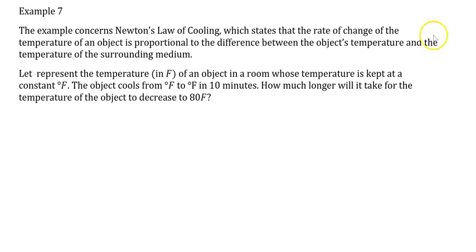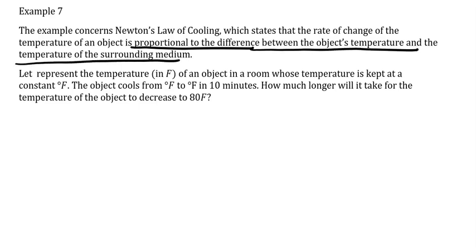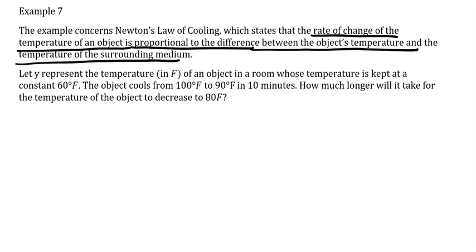Our last example is going to use Newton's law of cooling, which states that the rate of change of the temperature of an object is proportional to the difference between the object's temperature and the temperature of the surrounding medium. So say, for example, you take a cup of hot coffee and you set it into a room that is not as hot. Eventually the coffee is going to drop in temperature. The rate of change of that temperature is proportional to the difference between the temperature of the coffee and the temperature in the room.